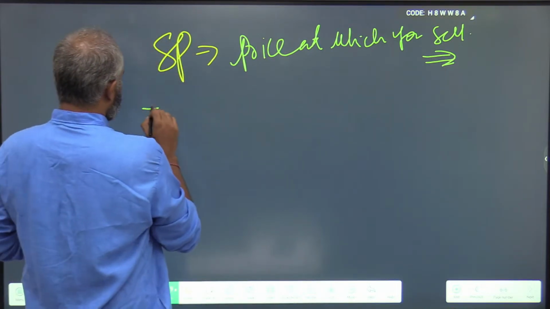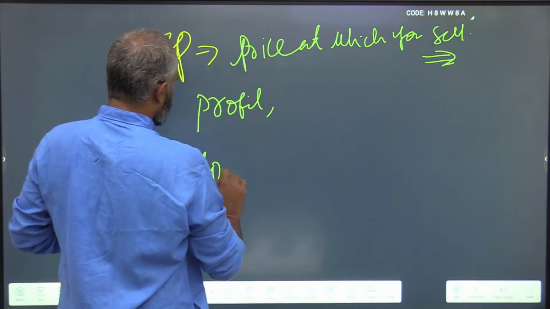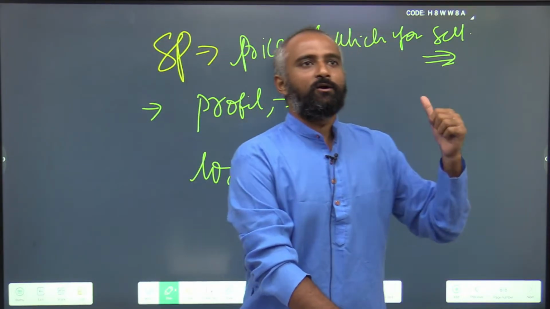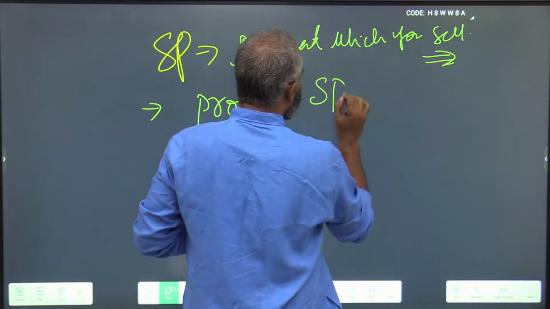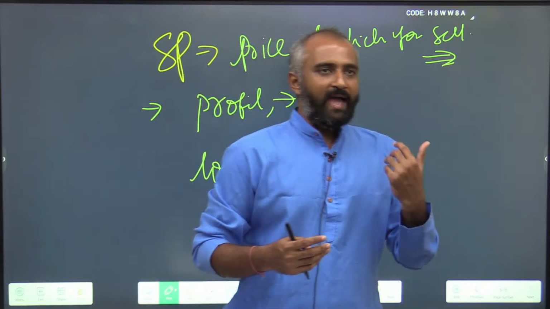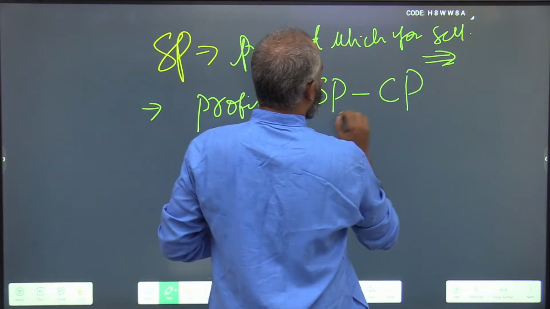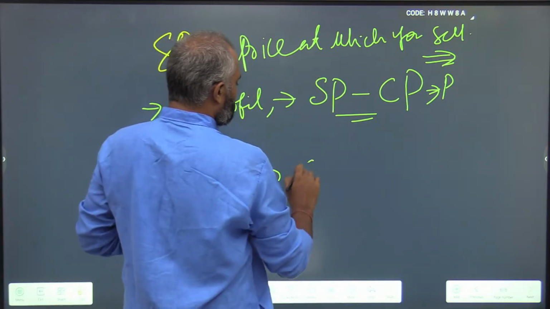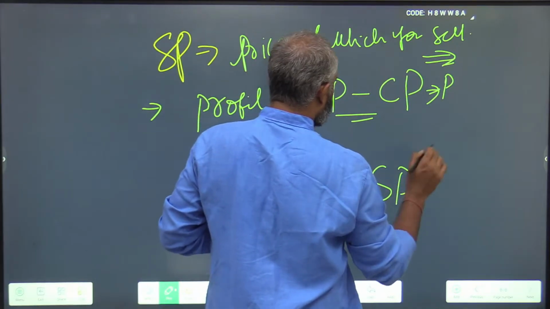Okay. Next comes profit, loss. Where does profit come from? What are the basics? Basics are cost price and selling price. So your profit is nothing but, if you sell it at a higher price than you buy, it is profit for you. So selling price minus cost price is profit, but if you sell at a lower price than you buy, it is a loss for you. Cost price minus selling price.